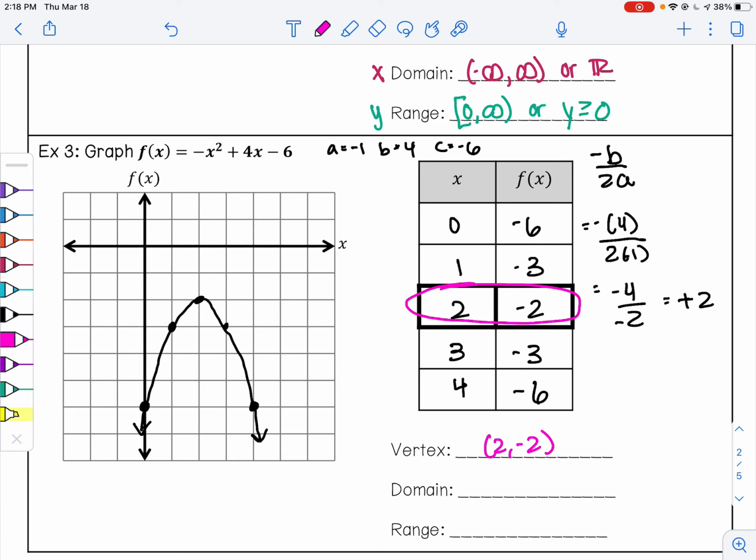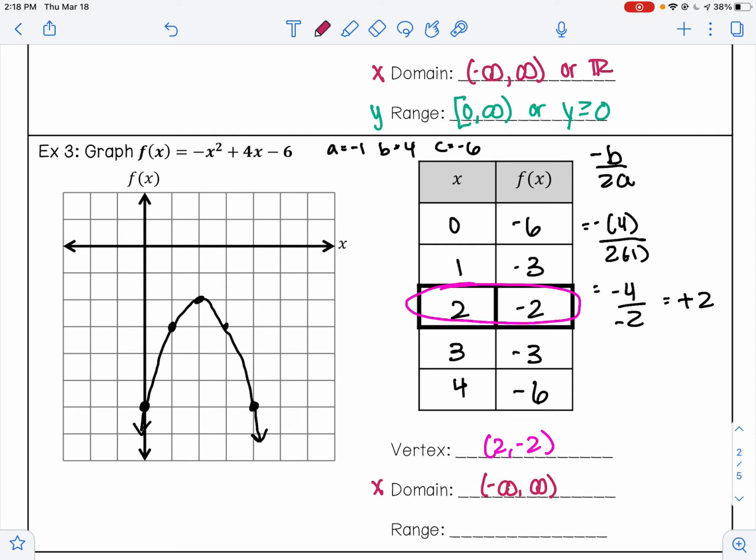Our domain is our x values from left to right. My graph is going to the left forever, so that's going to -infinity. My graph is going to the right forever, so that's going to +infinity. So my domain is from -infinity to +infinity.